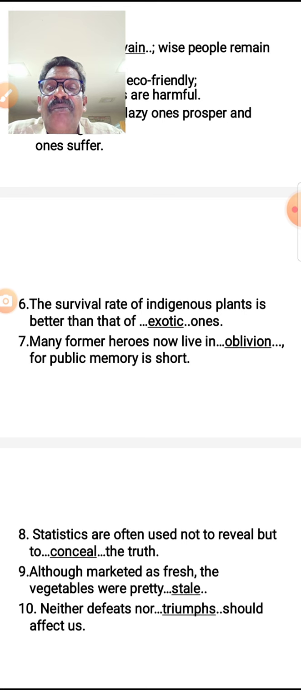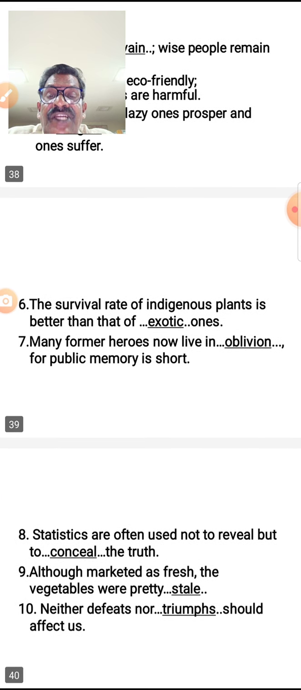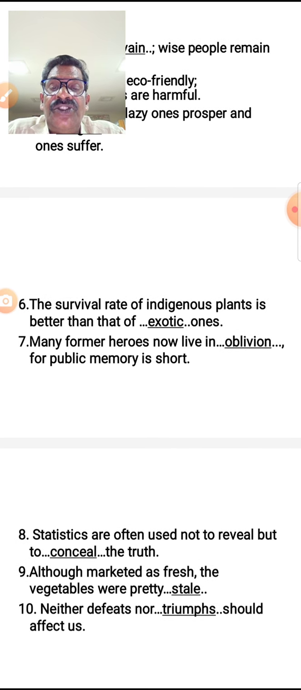Seventh one. Many former heroes now live in oblivion, for public memory is short. Now the exact opposite for the word oblivion is short. Now let us come to the eighth sentence. Statistics are often used not to reveal but to conceal the truth. For reveal, the exact antonym is conceal. Reveal means something open. Conceal means something secret.